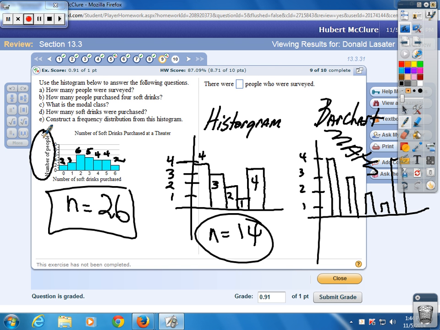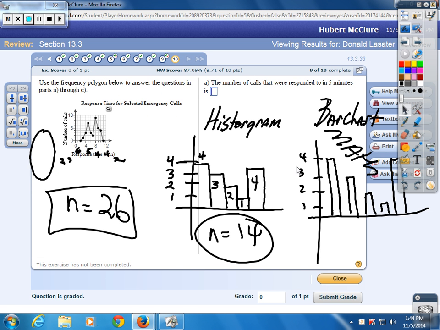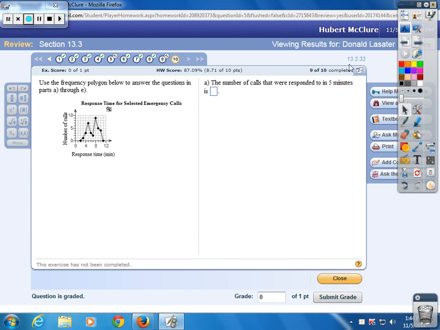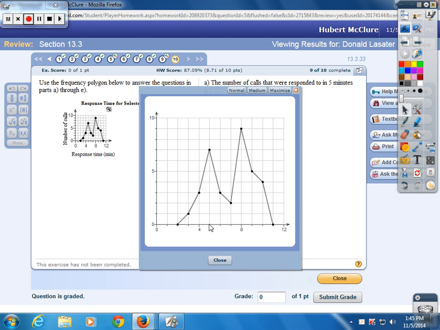Question. And that's the same thing, just looking at your points and finding the number of calls that were responded to in 5 minutes. This is 5. Let's see, 4, 5. How many calls in 5 minutes? Well, make it bigger. Here's 5 minutes right here because it says response time, minutes. 5 would be right here. How many calls? 7. So you type in 7.